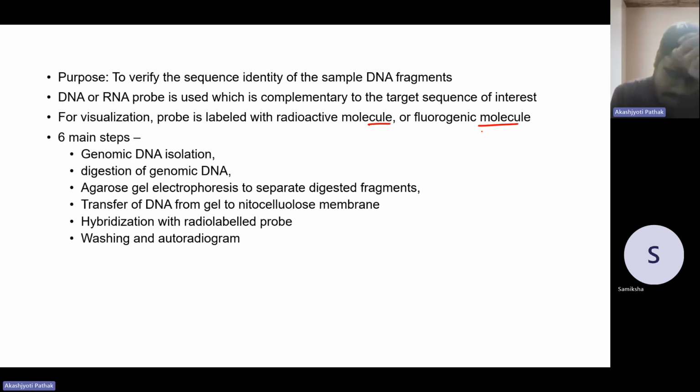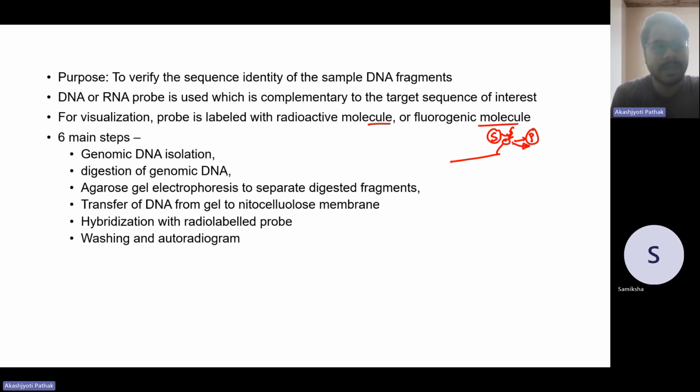So your probe is basically labeled with a fluorogenic molecule. If this is your probe, it will be labeled to a particular fluorogenic molecule, and then once you add the substrate, it will convert it into a particular product. Or when you shine light on it, or excite it with a particular radiation of light, it will emit a particular radiation, and then you can analyze it.